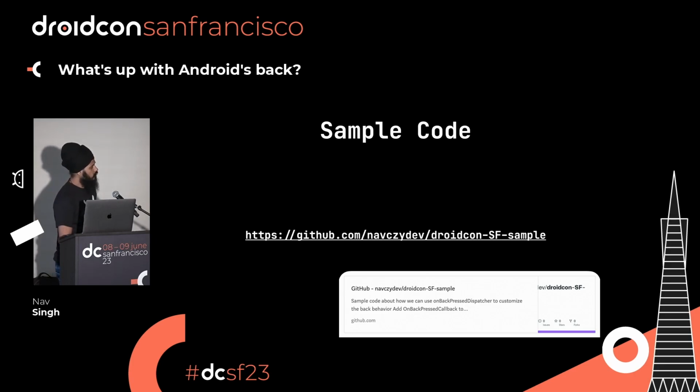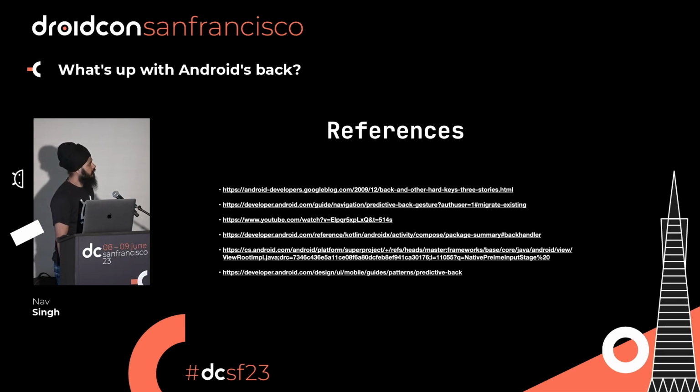And all the code that I have discussed here, I have tried to document everything in this sample repository that you can check. I will update it with the new stuff if there is something. I think yesterday we got Beta 3 for 14, and I think there are new updates on the predictive back. We'll see if there is something.